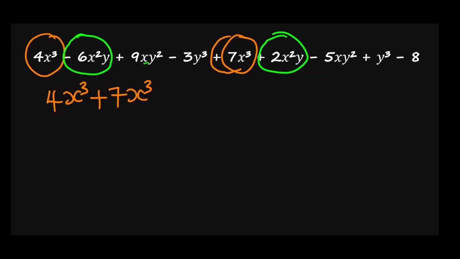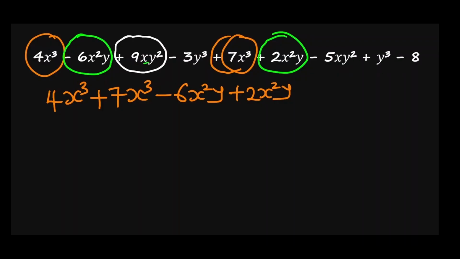So we are going to have to follow up with this. Minus 6x squared y. Then plus 2x squared y. So we've done 2 now. Let's pick the next one. Next one is plus 9xy squared. So any other term with xy squared? Yes, this one has xy squared. So that's the next one we'll pick. So we say plus 9xy squared minus 5xy squared.